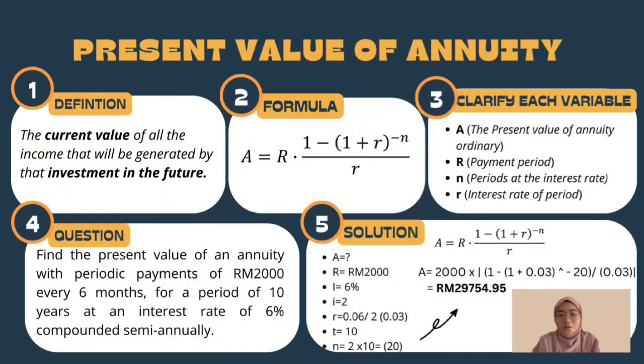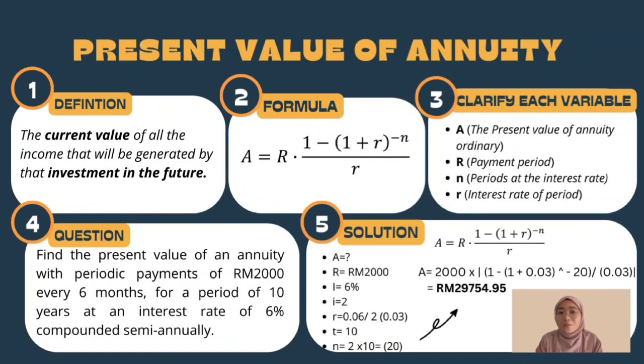Annuity has two types, which are annuity due and annuity ordinary. For now, we use the annuity ordinary. This subtopic has two parts, which are present value of annuity and future value of annuity. Now I will start with the present value of annuity. So what is the meaning of that? The present value of annuity is the current value of all the income that will be generated by the investment in the future.